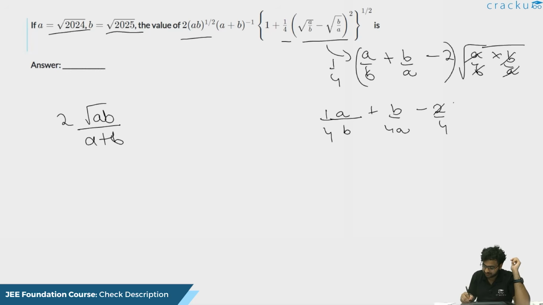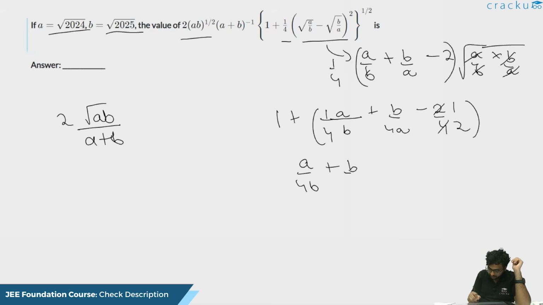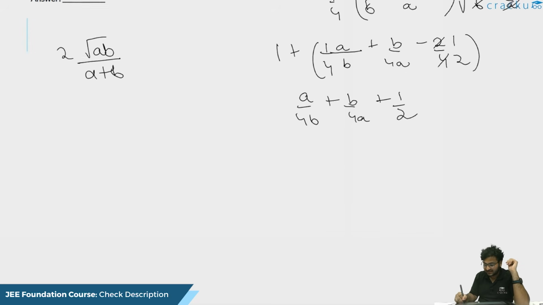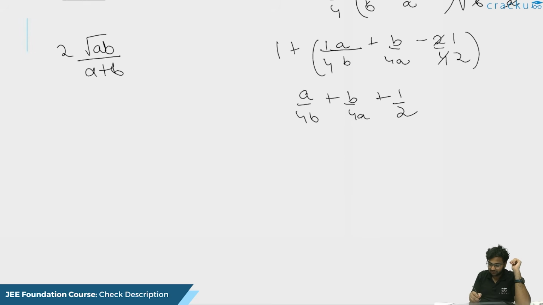Okay, so this is 1 by 2. Now this is added by 1. So when we add this is what? A upon 4B plus B upon 4A. 1 minus 1 by 2 is what? Plus 1 by 2. Okay. Now let us take the LCM of it. So this would be what? 4AB will be the LCM.